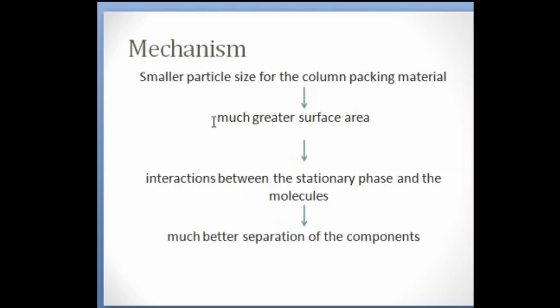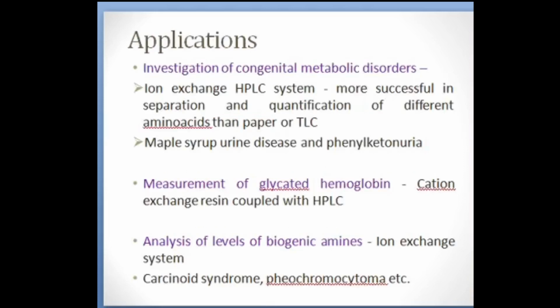The mechanism of HPLC is that a smaller particle size for the column packing material is used, so that will give us a much greater surface area. The interactions between the stationary phase and the molecules will lead to a much better separation of the components. So this is the mechanism for HPLC. It can come as short notes, HPLC. Now what are the various applications of HPLC in terms of our hospital application? One is investigation of congenital metabolic disorders.